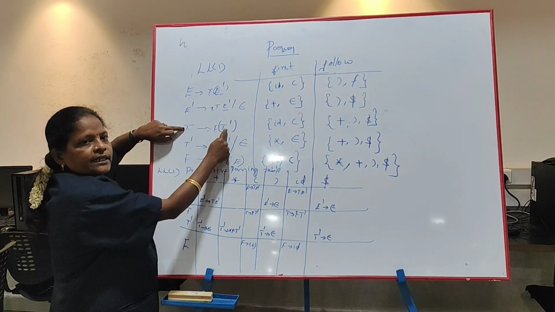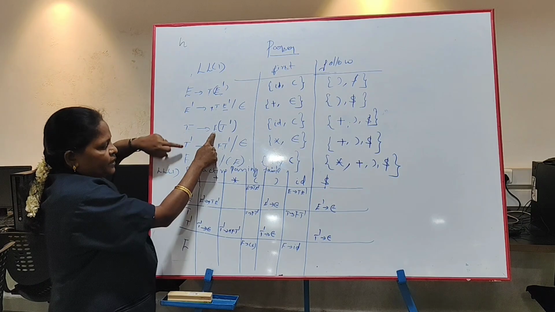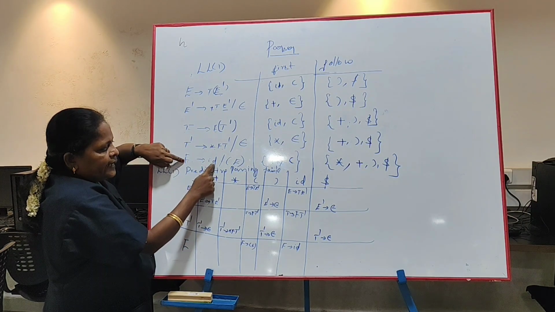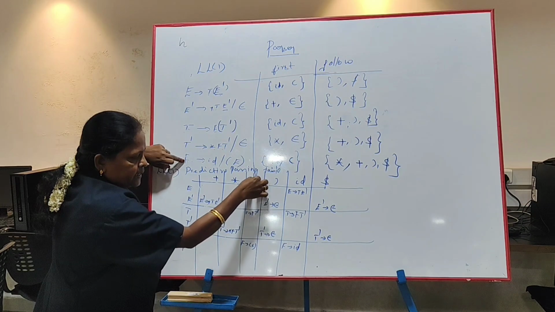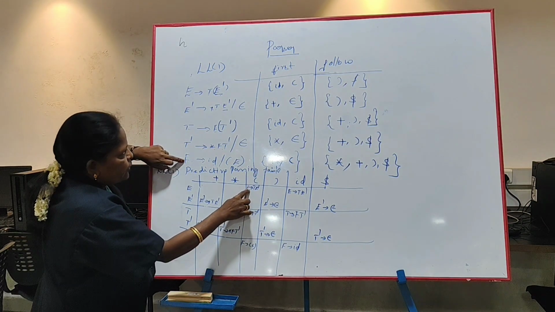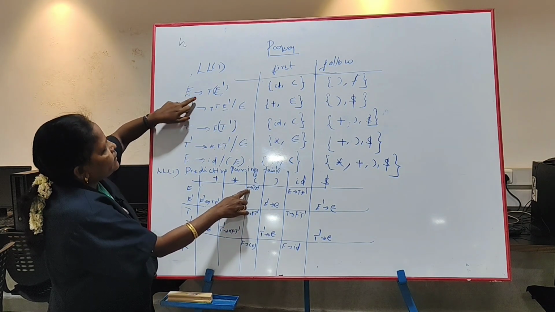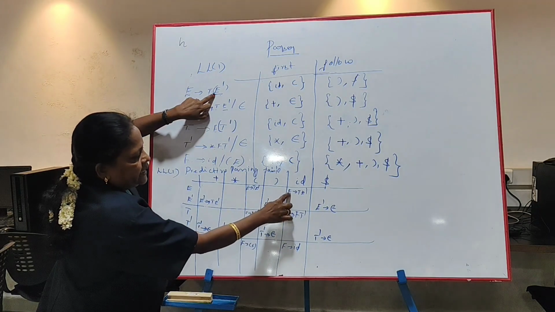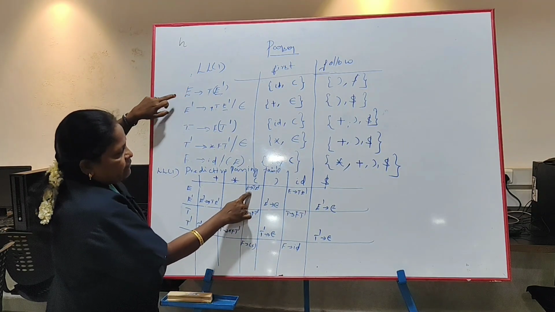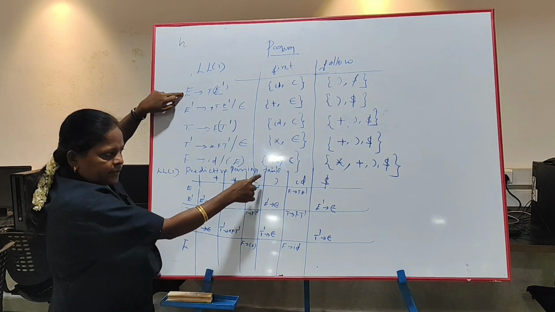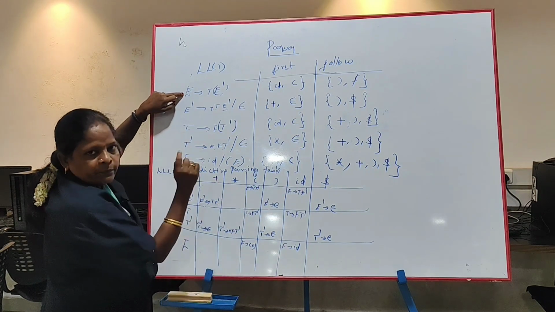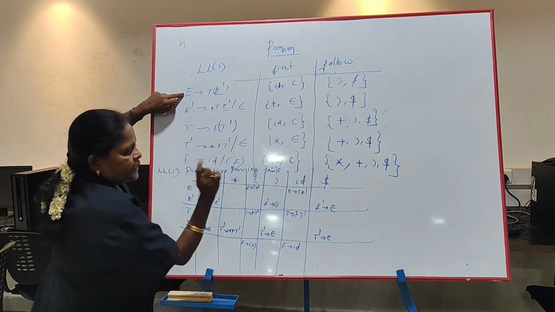First of F T dash will be what? First of F. First of F equals what? ID, comma, opening bracket. So for ID as well as opening bracket, I want to use the production E gives T E dash. Whenever I use the production E gives T E dash, I can derive either ID or opening bracket. That's why we use this production here.